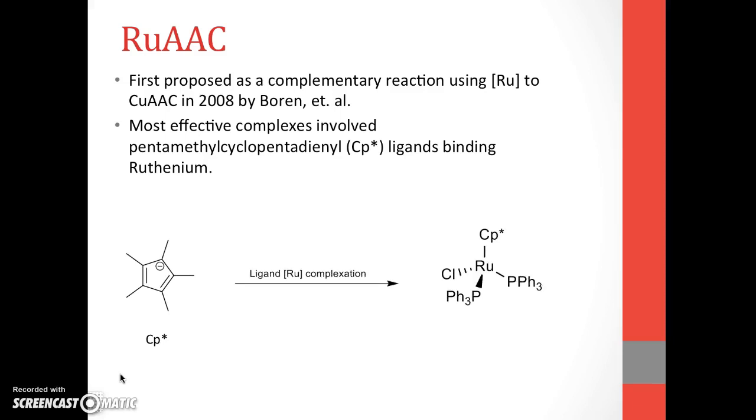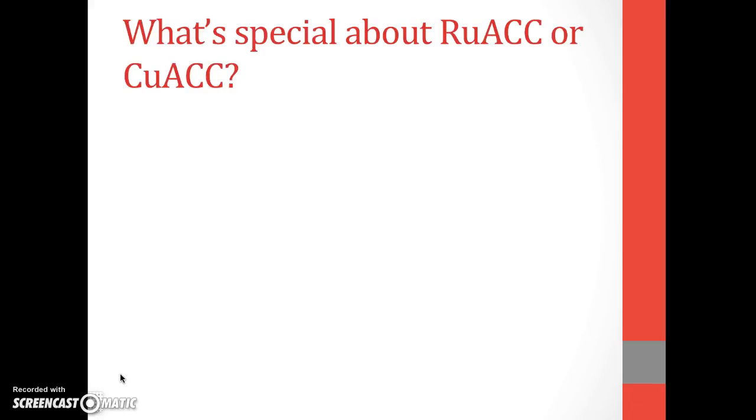You put that with the ruthenium and you get this structure to the right. This structure just illustrates what the actual catalyst looks like in solution, and it shows a pretty stable molecule. What's special about either one of these reactions, the ruthenium or the copper catalyzed reaction?